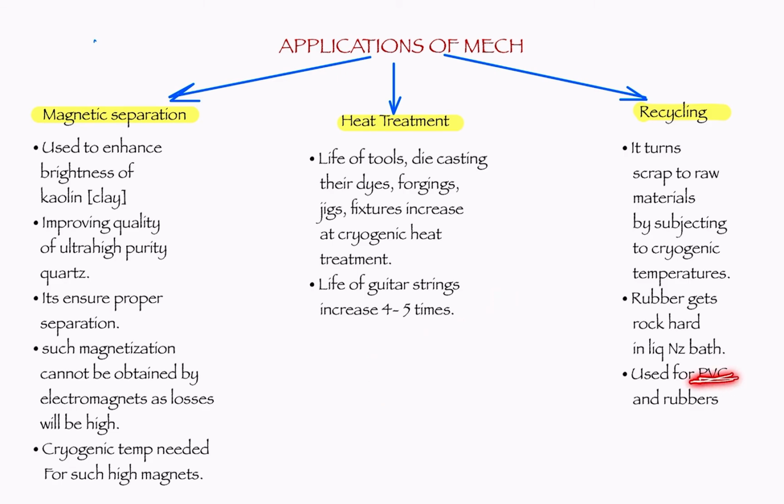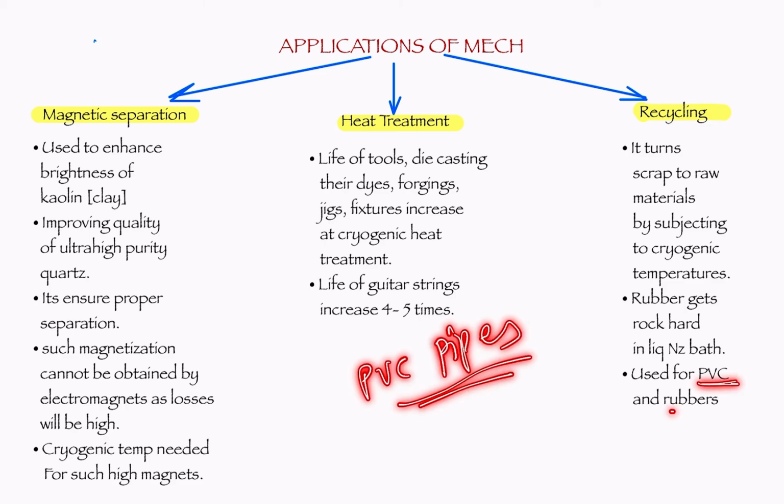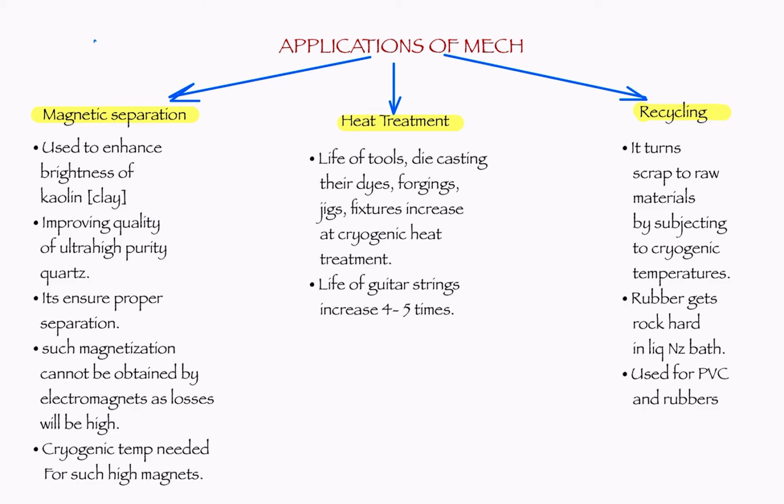Again, PVC, that is polyvinyl chloride, the PVC pipes, other PVC materials and rubbers are recycled using cryogenic temperatures. So now we have learned the applications of cryogenic temperatures in space and in mechanical engineering. In the next part we are going to learn some of the properties of materials when they are subjected to cryogenic temperatures.